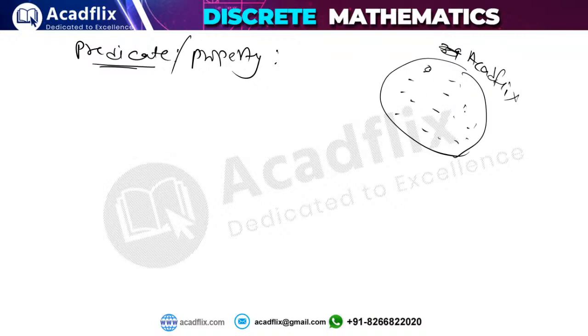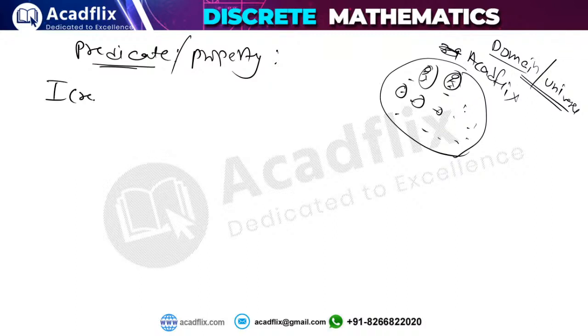In this domain basically students are there. These Acadflix students are my domain. I can call it domain or universe. Now about these students, these elements in my domain right now, I can make some statements. For example, I can make this statement: I of x. I of x means x is intelligent.